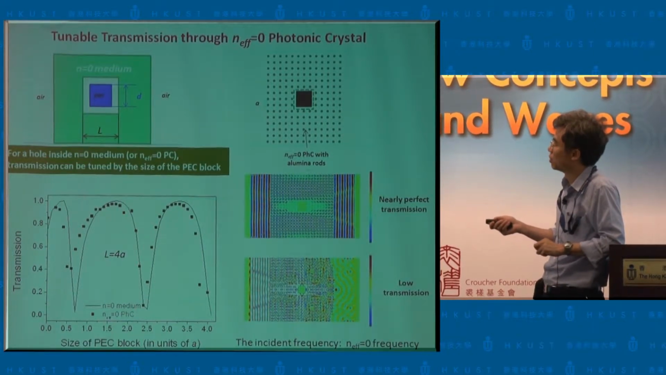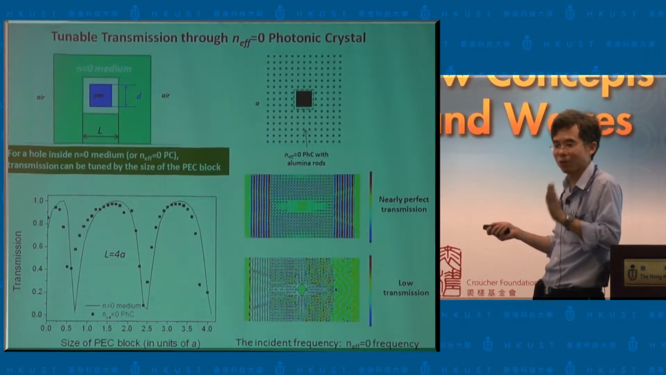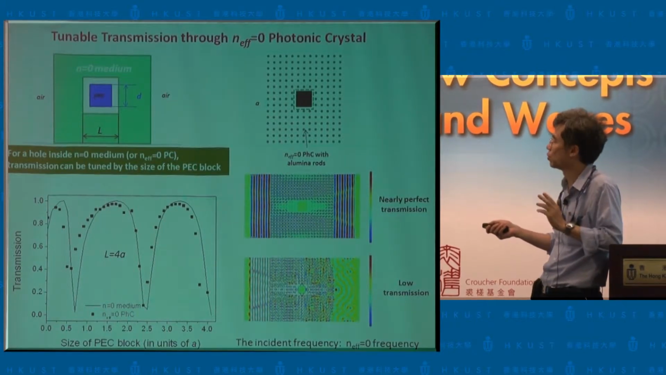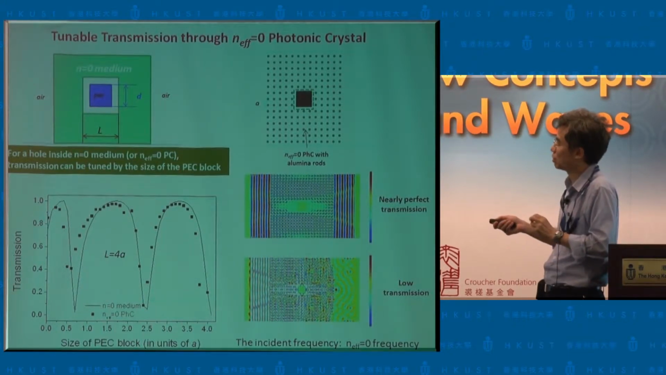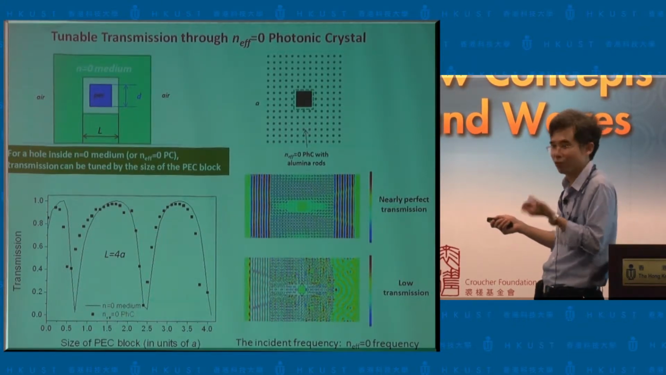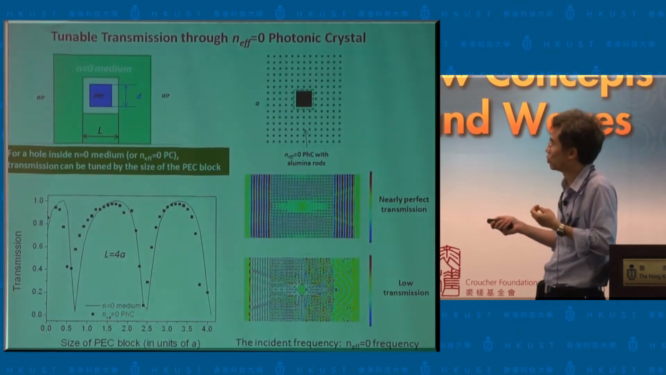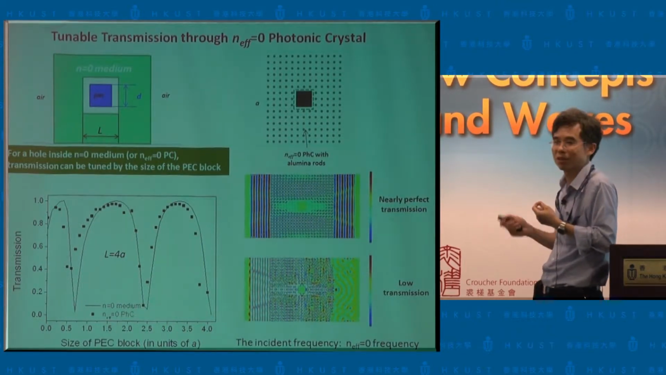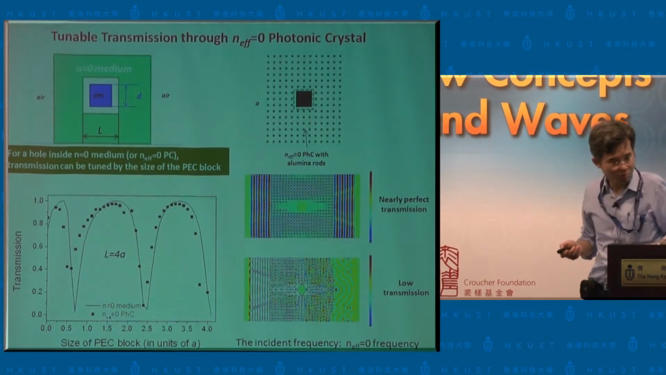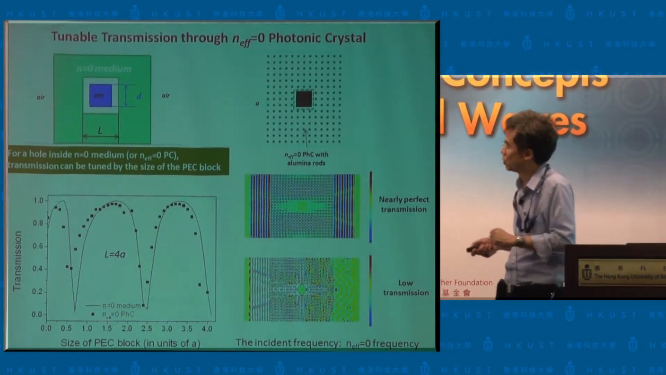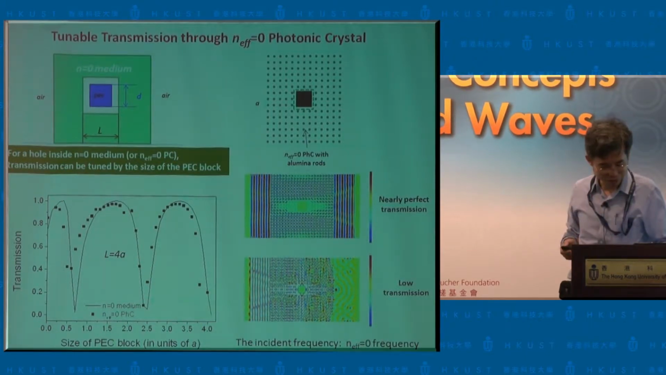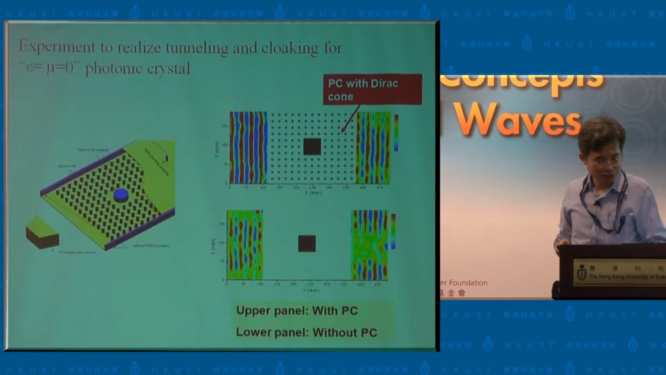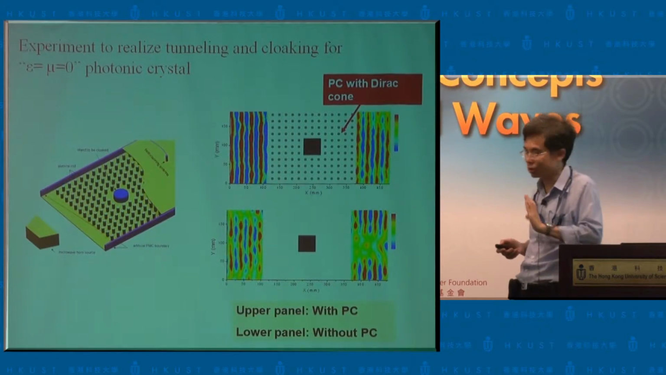Now this solid line is for a hypothetical homogeneous n equal to 0, while the dots are the simulation if I replace the hypothetical system with a real photonic crystal, the numerical calculation. And you can see that they actually track each other very well, so this photonic crystal does behave, in fact, very much like a 0 index medium. And now this is an experiment, it's not a simulation.